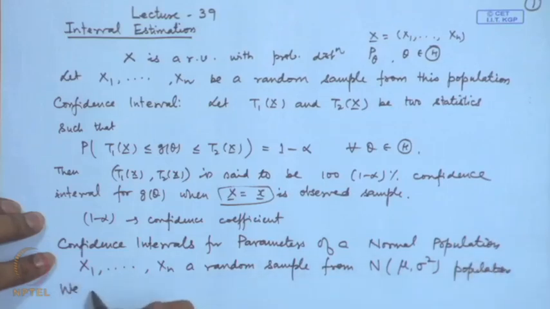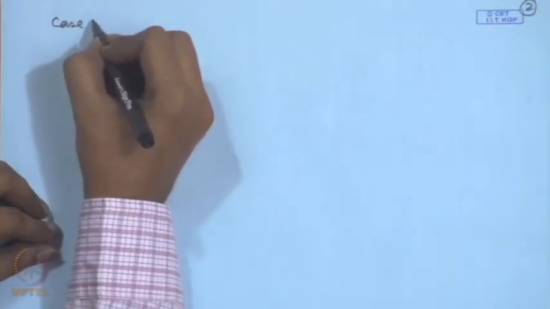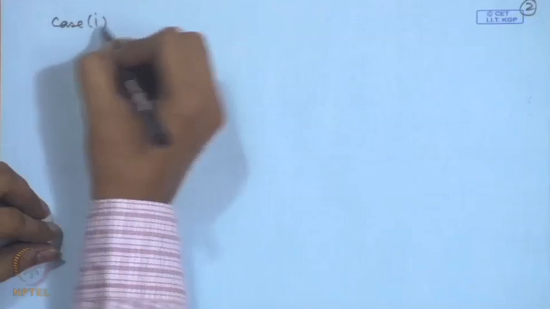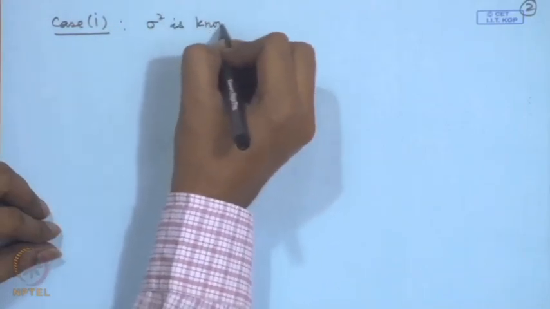So, we want to find out the confidence interval for, say, mu, for the mean mu. I will consider two different cases. First case is that the variance sigma square is known.